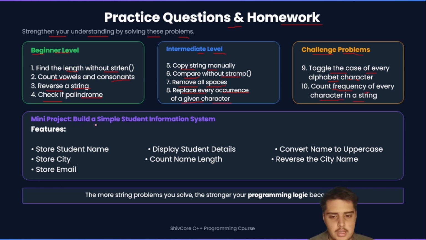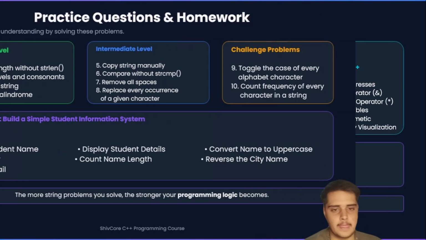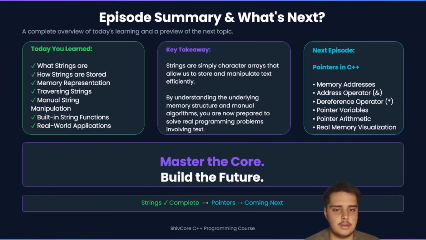A mini project for you is to build a simple student information system that features all of these things: store student name, display student detail, convert name to uppercase, store city, count name length, reverse the city name, and store email. The more string problems you solve, the stronger your programming logic becomes. And with that, the episode summary is done.